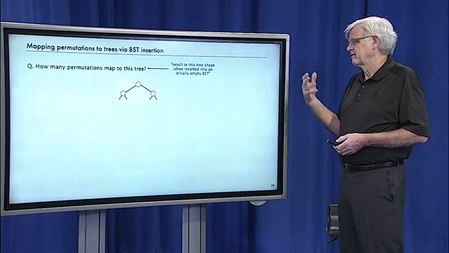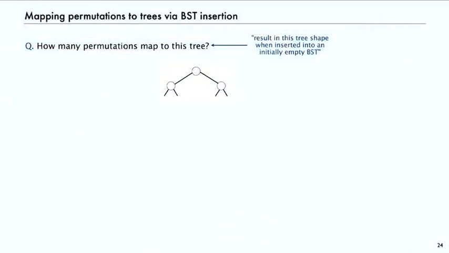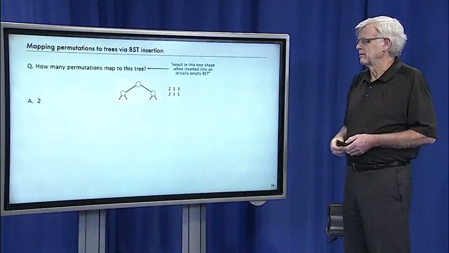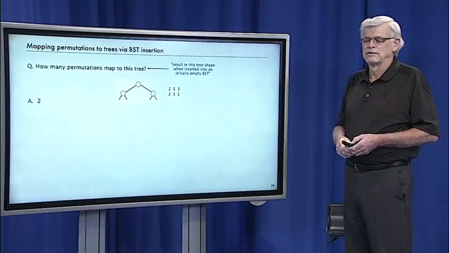Now, in order to get it done, we really want to think about the question: if you have a tree shape, how many permutations are going to lead to that tree shape? That means if you take a permutation and insert it into an initially empty binary search tree, how many of them are going to give that shape? Well, we sort of just did that. The answer is there are 2 different ones. 2 has to be first, that's the one at the root. And then either you could have the 1 go to the left and the 3 go to the right, or the 3 go to the left and the 1 go to the right. And those are the only ones.